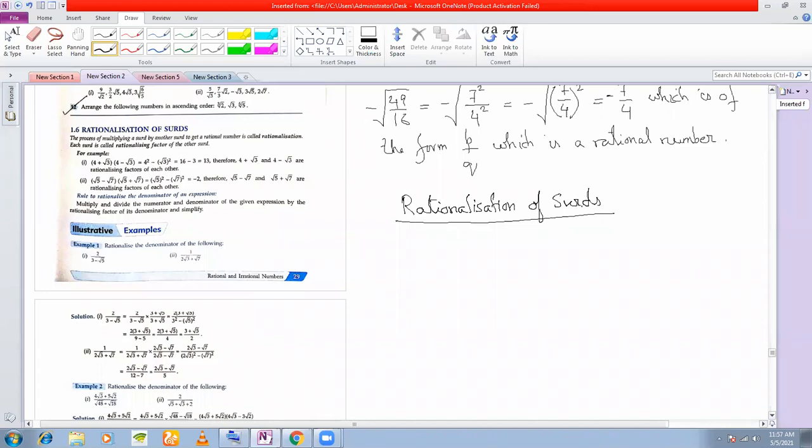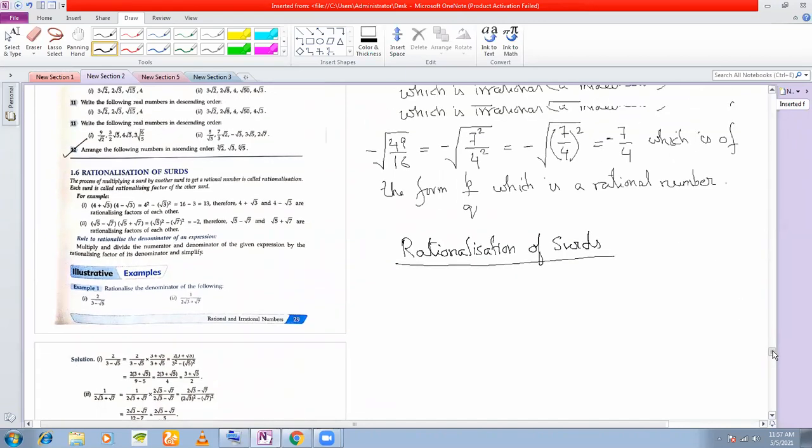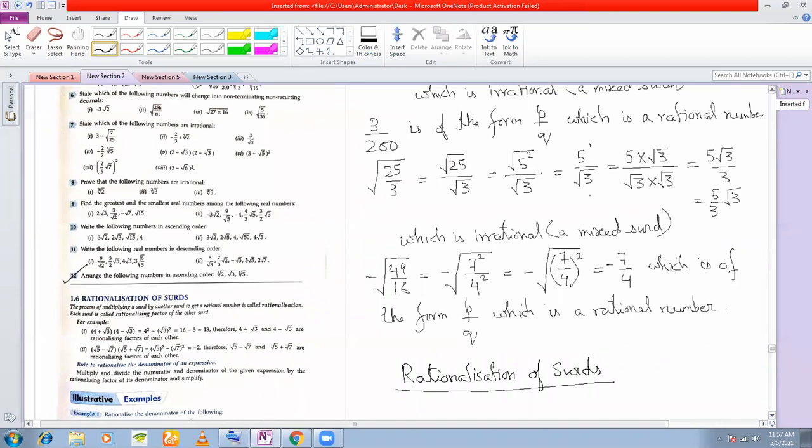Okay, under rationalization of surds, see what I have done here. I've just shown you one rationalization here. If you see, I had 5 by root 3. See, the denominator here was irrational. Now the denominator gets converted to a rational number, right? So from this step to this step is actually called rationalization of the denominator. This is called rationalization of the denominator because from an irrational number in the denominator, I have converted this to a rational number. Okay, so this is what we call this process.